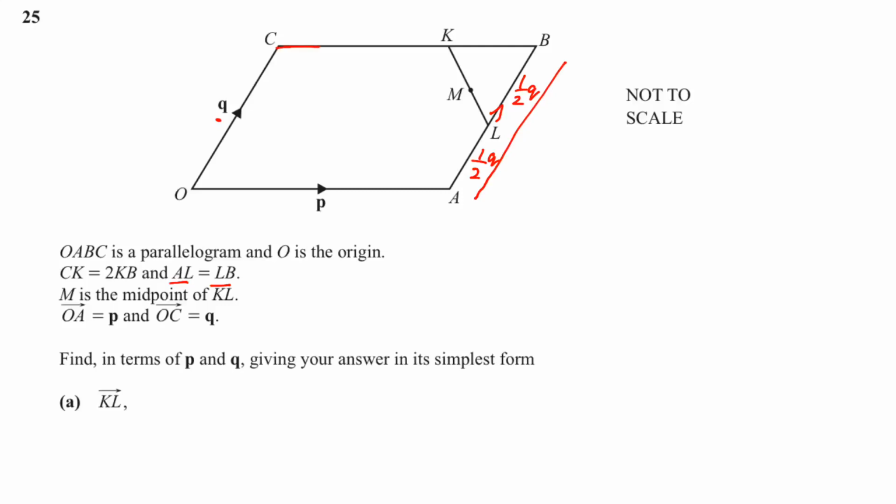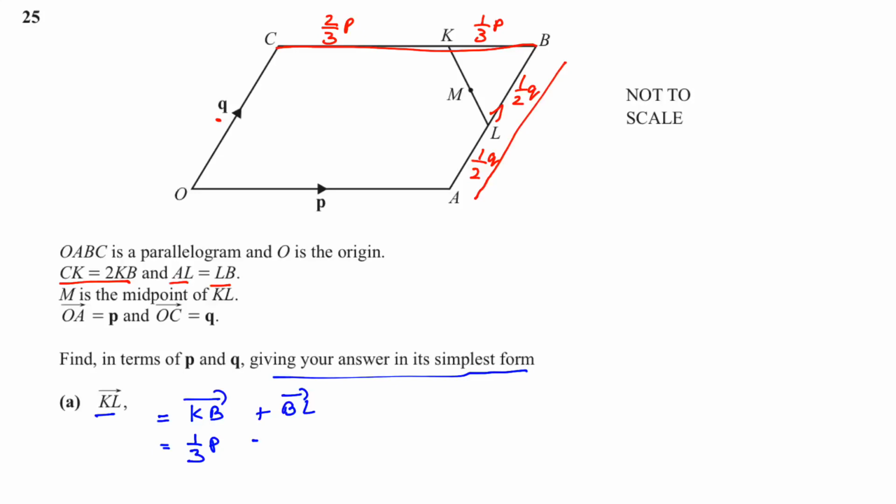Then CB is P. So CK is 2/3 of P and KB is 1/3 of P. Here they have told us CK is twice KB. Find in terms of P and Q, giving your answer in its simplest form, KL. KL is equal to KB plus BL. Always write it in this form, you will make fewer mistakes. 1/3 P minus, because it's going the other way, the sign will be negative. So that is your KL.